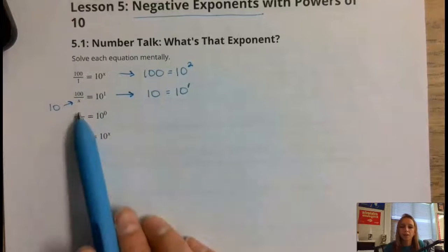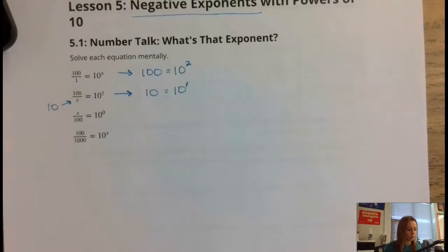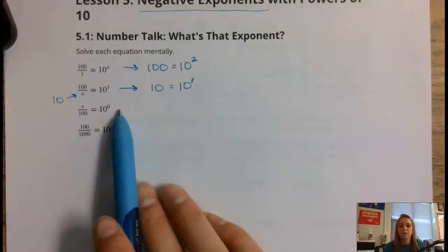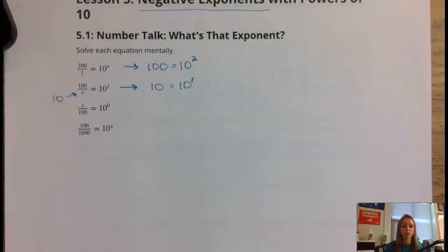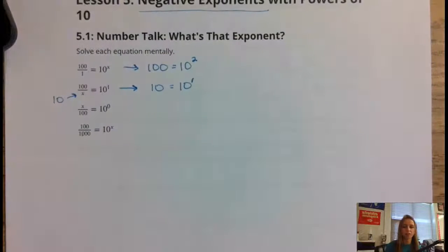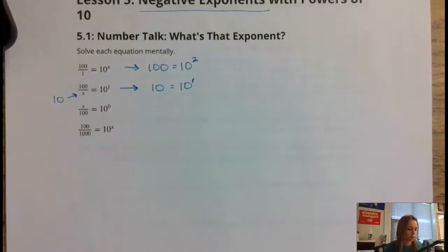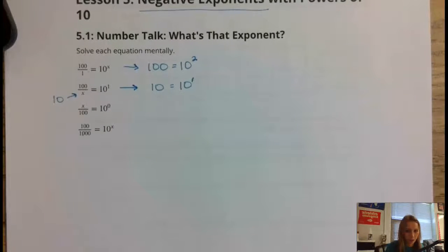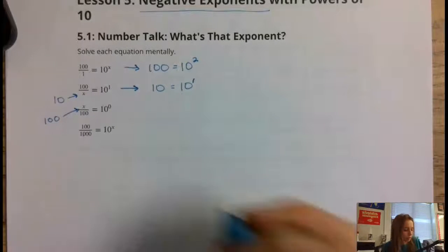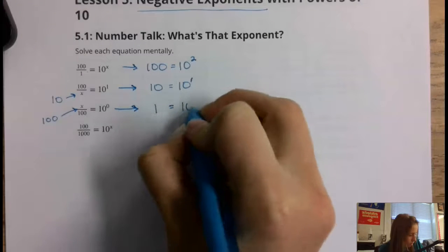Now right here, something divided by 100 equals 10 to the 0 power. We covered this in, I think, lesson 2, where 10 to the 0 power just equals 1. So what could we plug in for x to get 1? Something divided by 100 equals 1. Well, 100 divided by 100 would equal 1. So we can just rephrase this as 1 equals 10 to the 0 power.